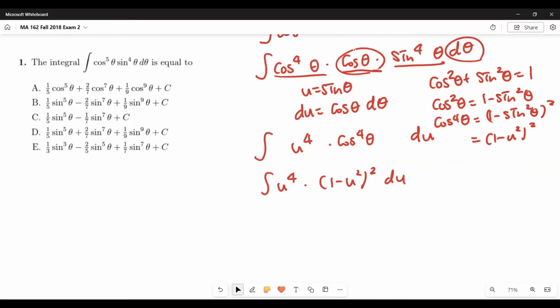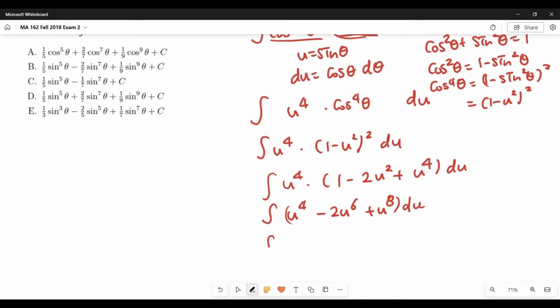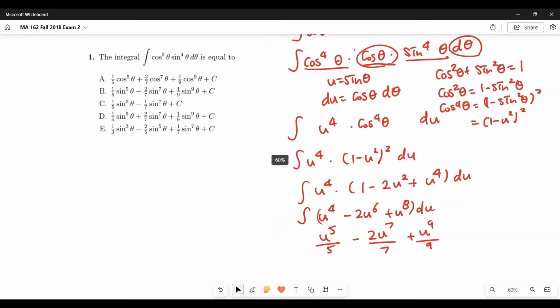Let's do some calculation. This is u to the fourth, 1 minus 2u squared plus u to the fourth power, du. So this becomes u to the fourth minus 2u to the sixth power plus u to the eighth power, and then it's du, right? So this becomes u to the fifth power over 5 minus 2u to the 7th over 7 plus u to the 9th over 9, right? And then the constant, don't forget that.